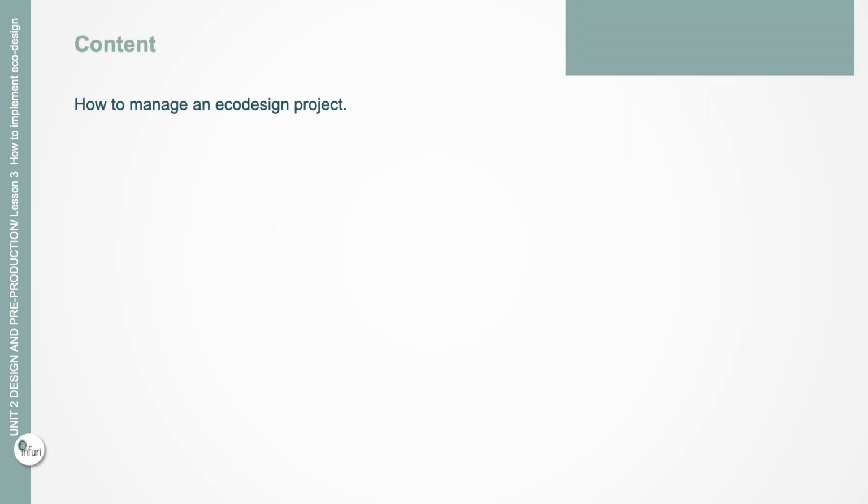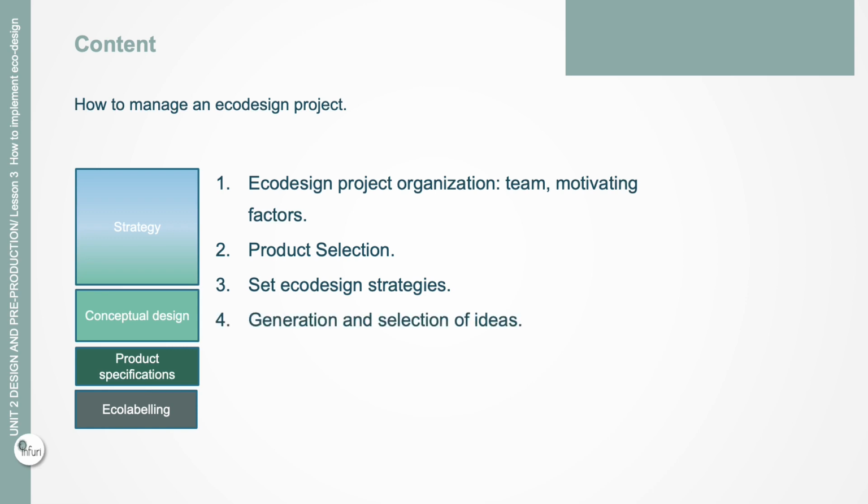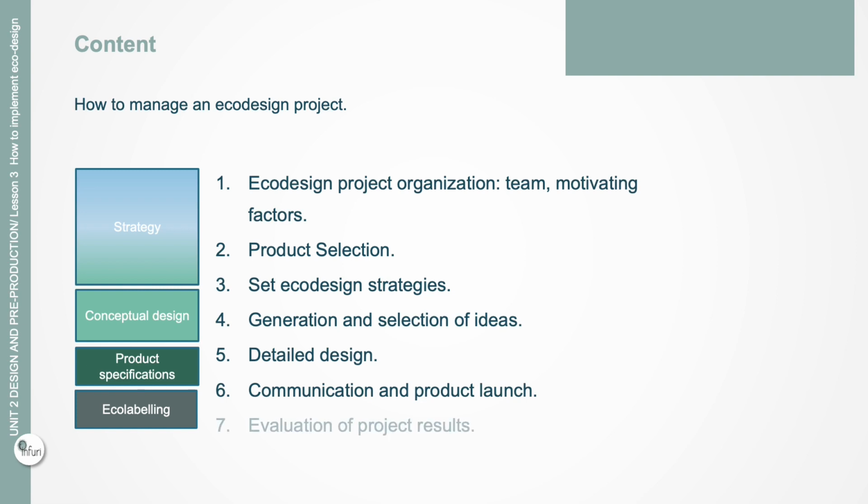In general terms, these are the steps to manage and develop an eco-design project. Eco-design project organization, team, motivating factors, product selection, set eco-design strategies, generation and selection of ideas, detailed design, communication and product launch, evaluation of project results.